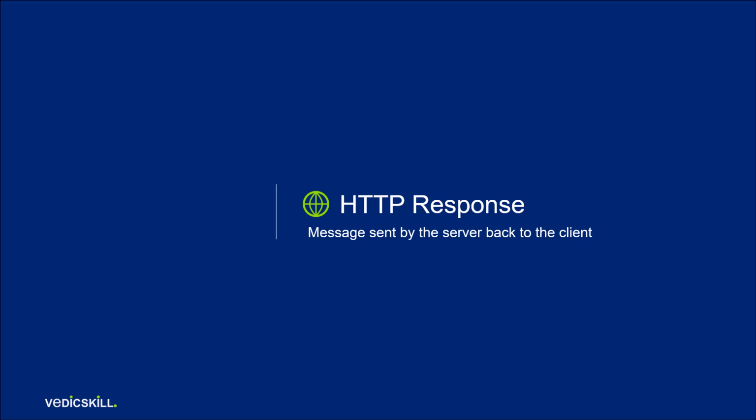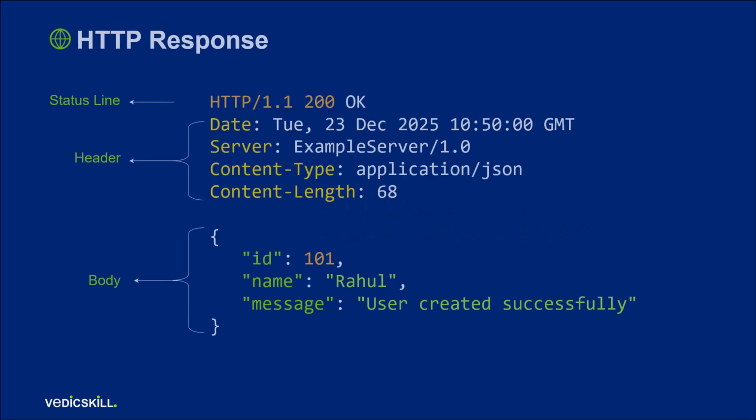The main purpose of this response is to either return the requested data like an HTML page, JSON, image, or file, etc., and also inform the client what exactly happened. It could be a success, error, redirect, etc. Here is a typical HTTP response from the server.